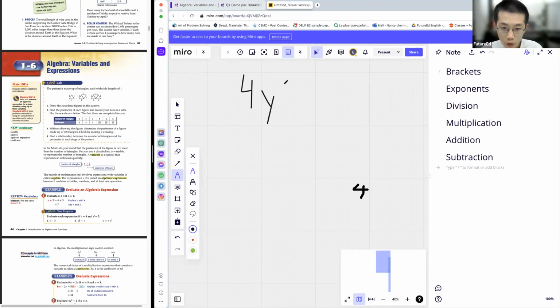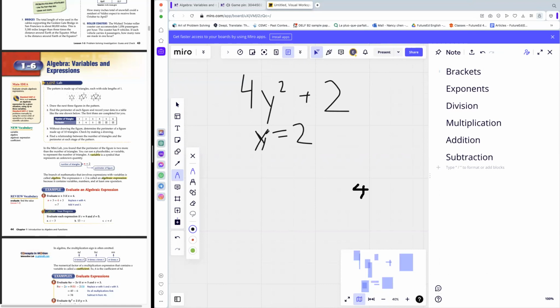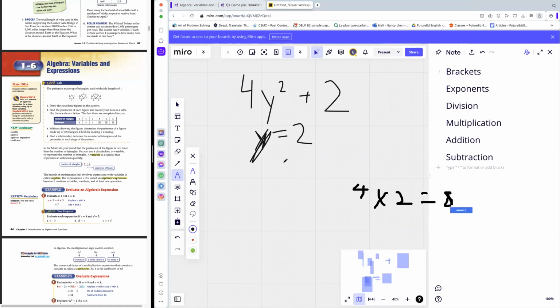So we have 4y squared plus 2, and we're given that y is equal to 2. Okay, that looked a little like an x, but okay, y is then equal to 2. 4 times 2 equals 8. And then the 2, I mean like the, wait, oh, I did something wrong.